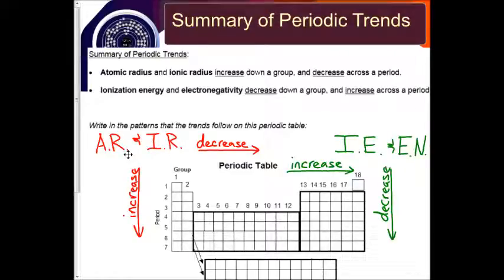If you can remember to write these trends down on your periodic table as soon as you get it, this will help you tremendously. You can look at this and realize when they give you two different elements, okay, from here to here I'm increasing, or from here to here I'm decreasing.